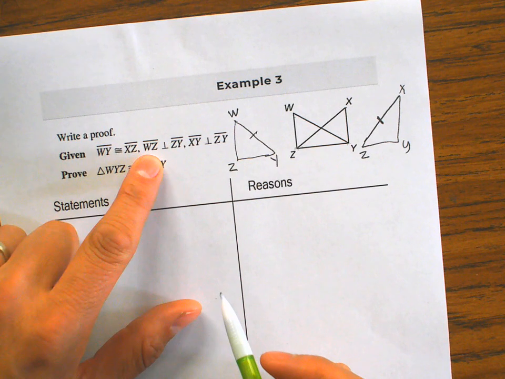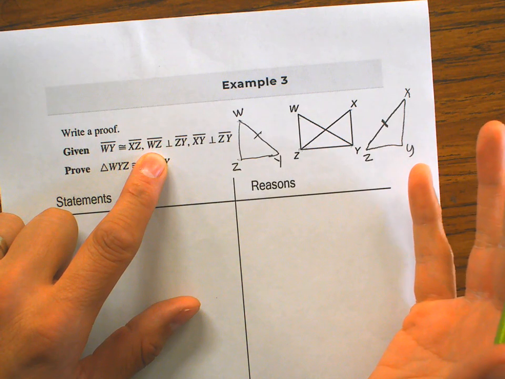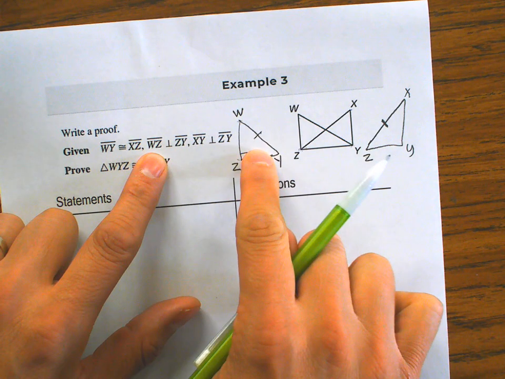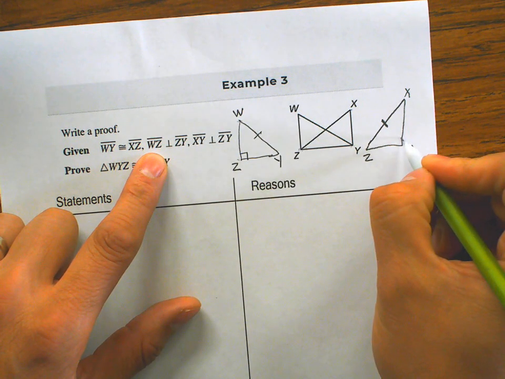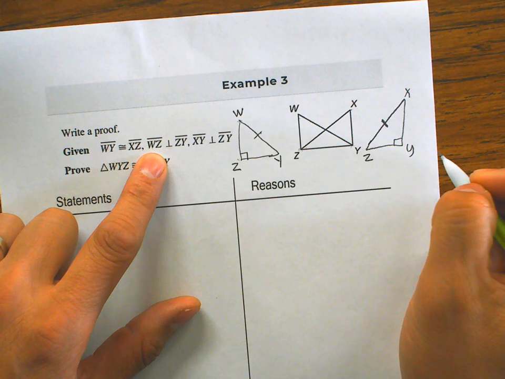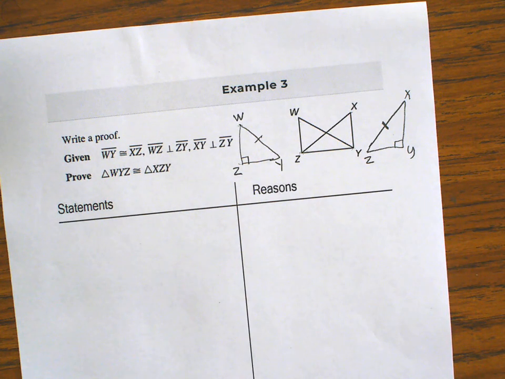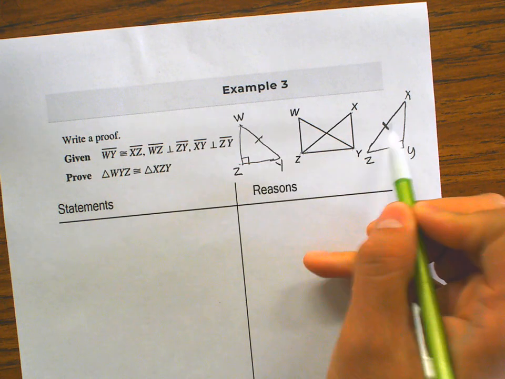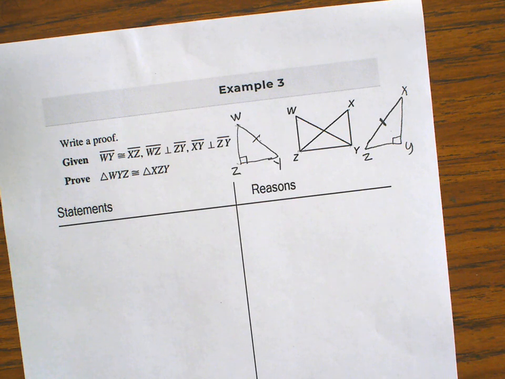Now, they also tell me that WZ is going to be perpendicular to ZY. Now, what do you get when you have a set of perpendicular lines? Well, you get a right angle. So because this is a right angle, that's going to imply that this is a right triangle. Similarly, we have the same scenario over here where XY is perpendicular to ZY, therefore making this a right angle. Now, this is not enough for us to be able to apply hypotenuse leg, because in order to apply hypotenuse leg, you need a right triangle, which you do have. You need a pair of hypotenuses that are congruent, which they are, but you need a leg. So in this case, where's that leg going to come from?